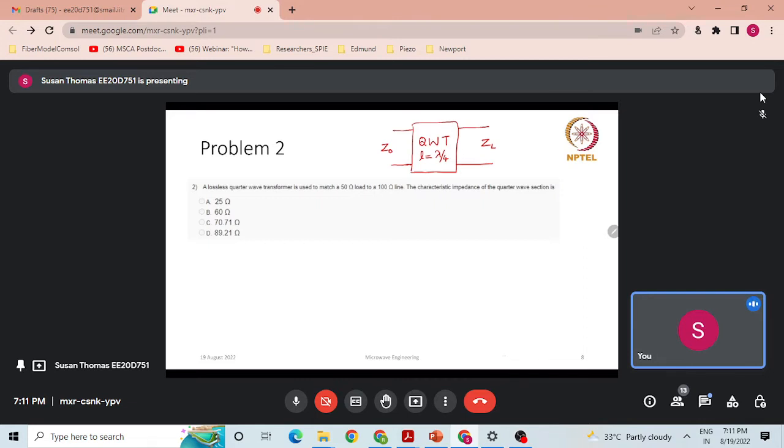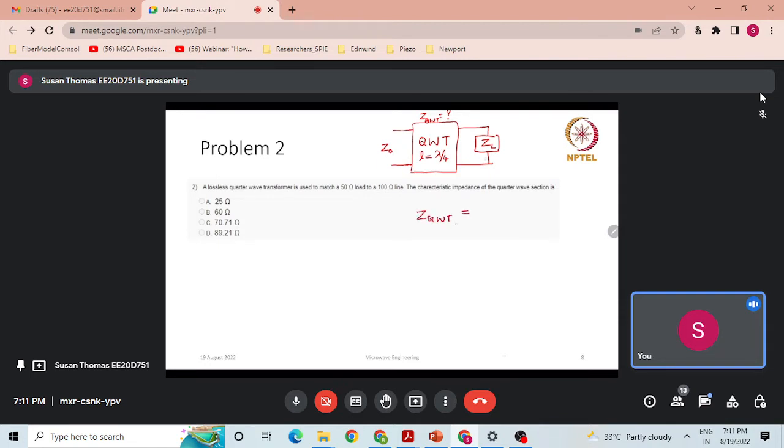We don't know the impedance of this. Let us call it ZQT. We don't know what it is. So how do we calculate the impedance of this? That means, what is the characteristic impedance of this transmission line needed to match Z0 to ZL? So how do we evaluate that?